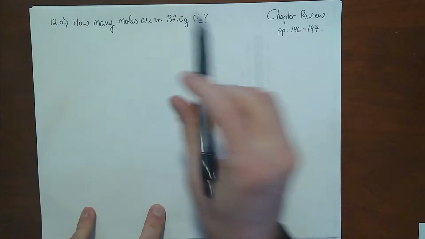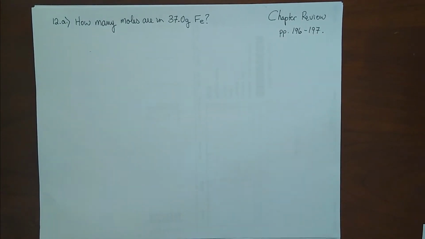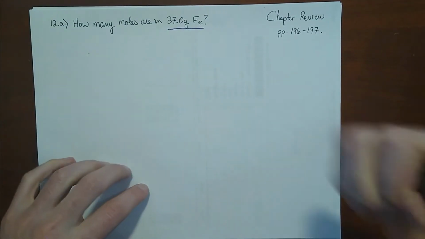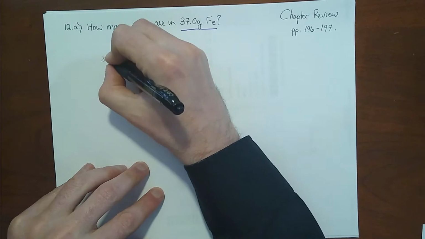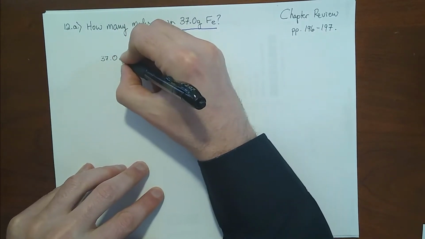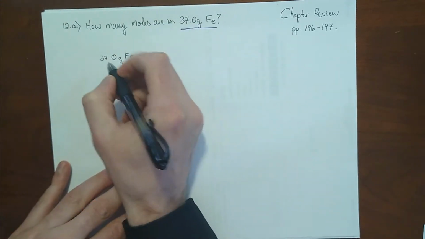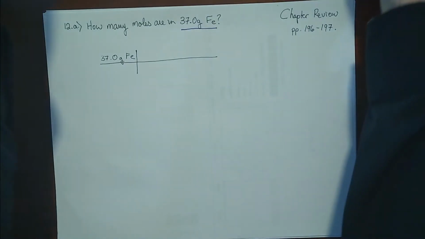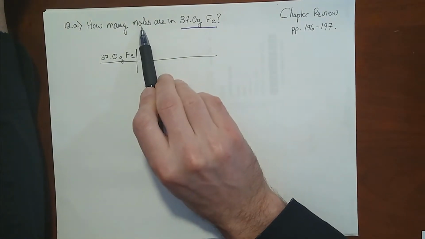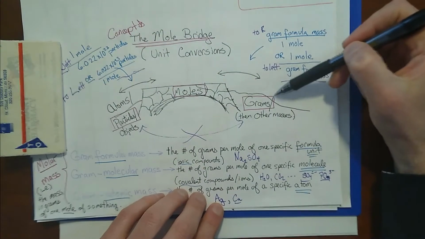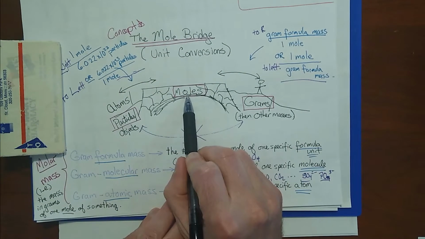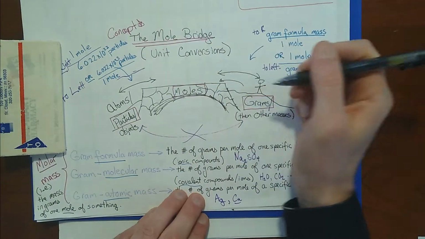So the given information for us is 37 grams of iron. Just like any unit conversion, that's what we're going to want to start with. So we write that out. And then we ask ourselves, what am I converting to? Which direction am I going on this bridge? In this case, we're asked to find a number of moles based on this. So if I look at my bridge, I'm given grams, so I'm standing here at present, but I want to be here. I want to go this direction across the bridge.